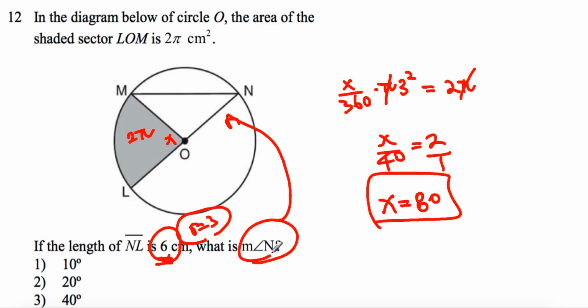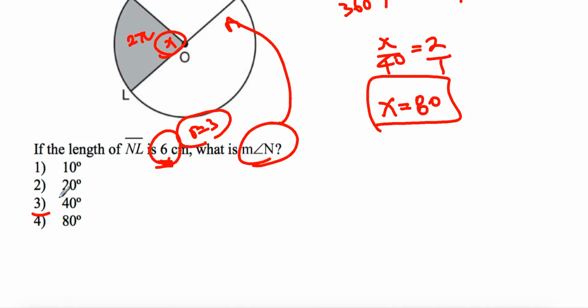But what I'm looking for is n. So therefore, I just have to get half of the x that I just found. Then our final answer is choice 3. 40 degrees, half of that becomes our answer.